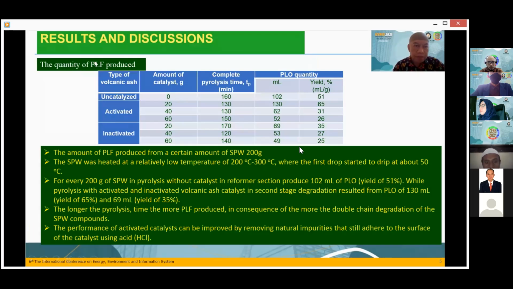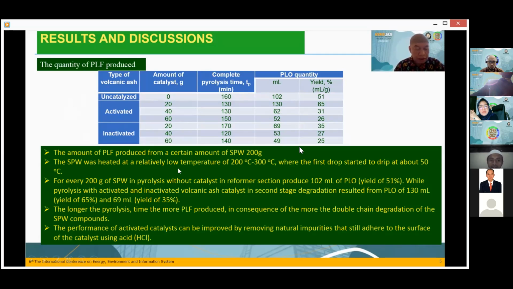The result of pyrolysis liquid fuel produced is listed on the table. It is shown that the use of active catalysts produces more pyrolysis liquid fuel than the pyrolysis process without the catalyst and with inactive catalyst. So this table also summarizes that using activated catalyst provides more pyrolysis liquid fuel than inactivated catalyst.